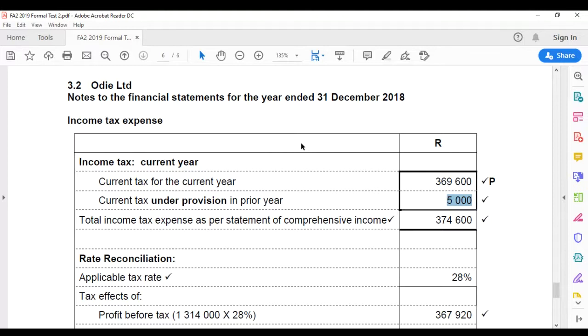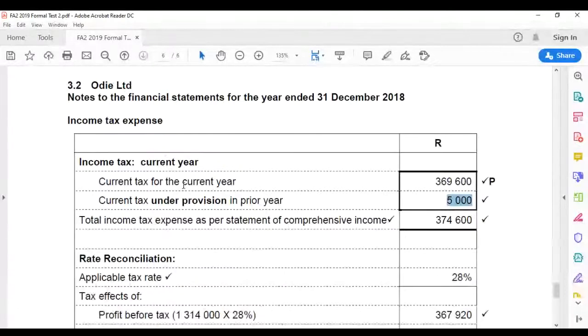In that case, you would credit your income tax expense because you want to make the expense less, and then you would debit your current tax payable income tax account. So that means if you had an over provision, this would decrease the amount that you're going to show in the statement of comprehensive income. So that will then be a negative. Does that answer your question, Benedict? Thank you, Benedict. You're welcome.